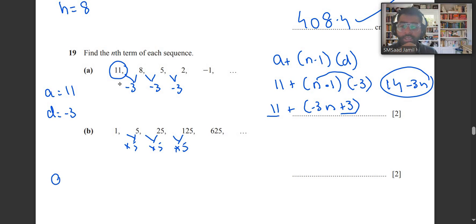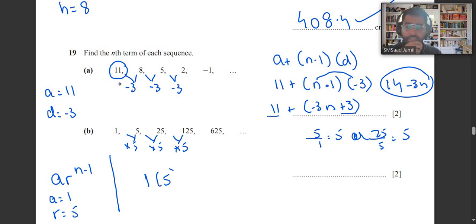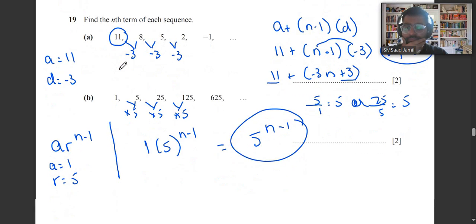So we use the formula a r raised to power n minus 1. A is again the first term, which is 1. R is the ratio, which is 5. How do I calculate the ratio? Look, 5 divided by 1 is 5, or 25 divided by 5 is 5, or 625 divided by 125 is 5. This is a geometric progression. So in place of a, I will write 1 multiplied by 5 raised to power n minus 1. So this becomes 5 raised to power n minus 1. This is going to be your answer.